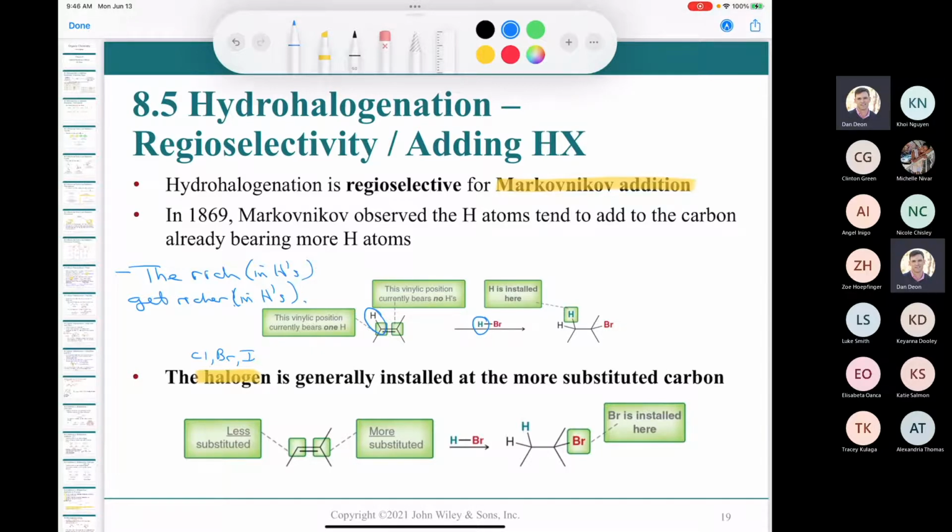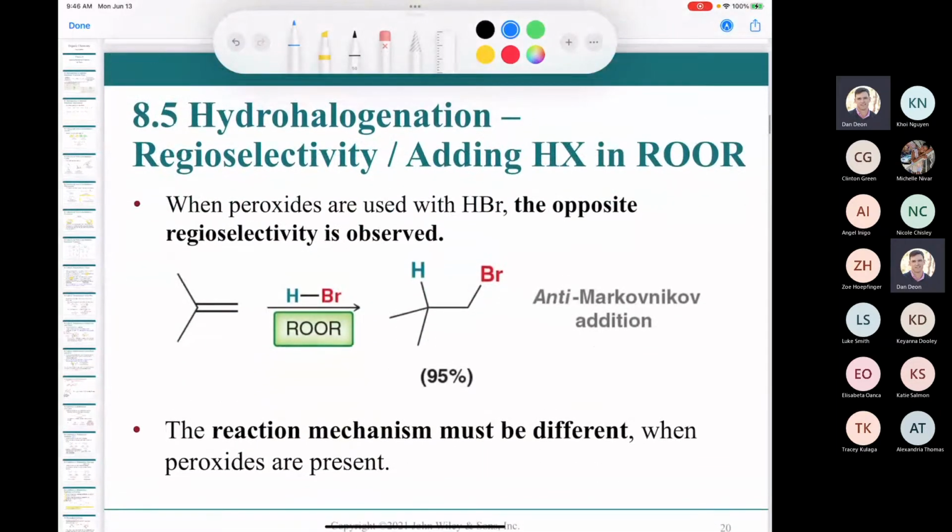Now, if you're wondering whether this reaction is always regioselective for the rich getting richer in hydrogens, well, no. What happens is if you try the addition of HBr to an unsymmetrical alkene, and you have a peroxide, where it says ROOR, this is called an organic peroxide. It's a new functional group for you. It's not hydrogen peroxide; hydrogen peroxide is H2O2. This is an organic peroxide with R groups, carbon-based groups. When you have a peroxide dissolved in your flask, what you get is what we call anti-Markovnikov.